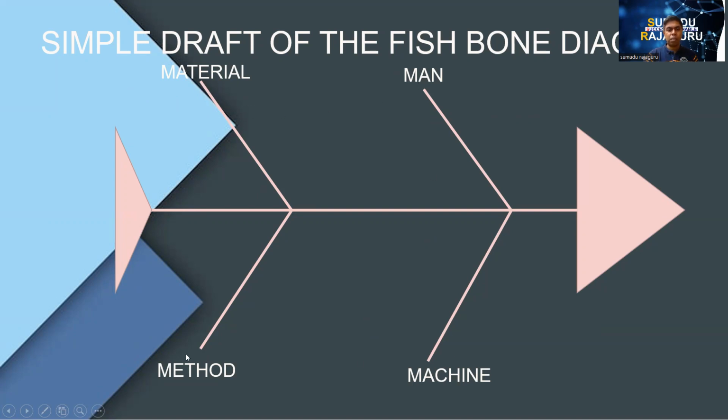Man, machine, method, and material. If you want, you can add environment, or whatever axis, into this fishbone diagram. But those four axes, it is necessary to add. Without those four axes, we can't talk about the fishbone diagram. That is called the 4M. Why is it called that? Man, machine, method, material. Those four words start with the letter M. So because of that, we call it 4M. Okay, this is the simple structure.